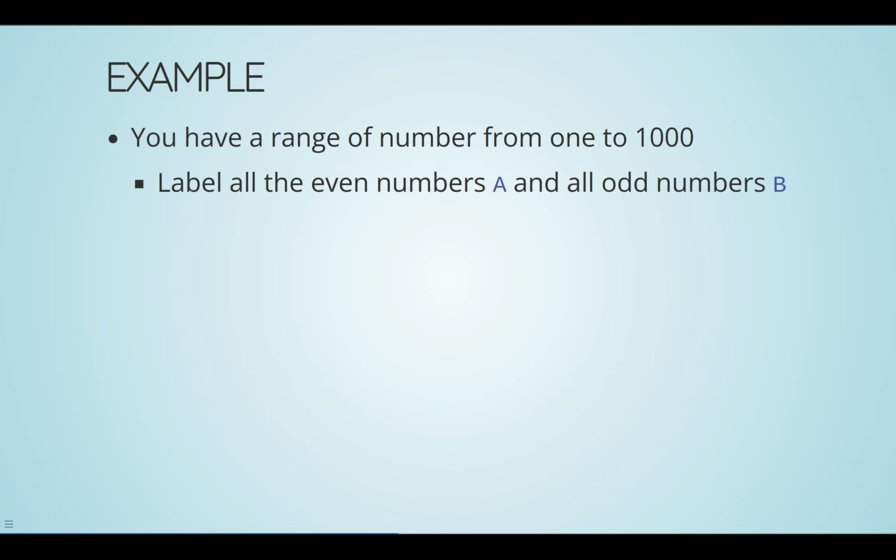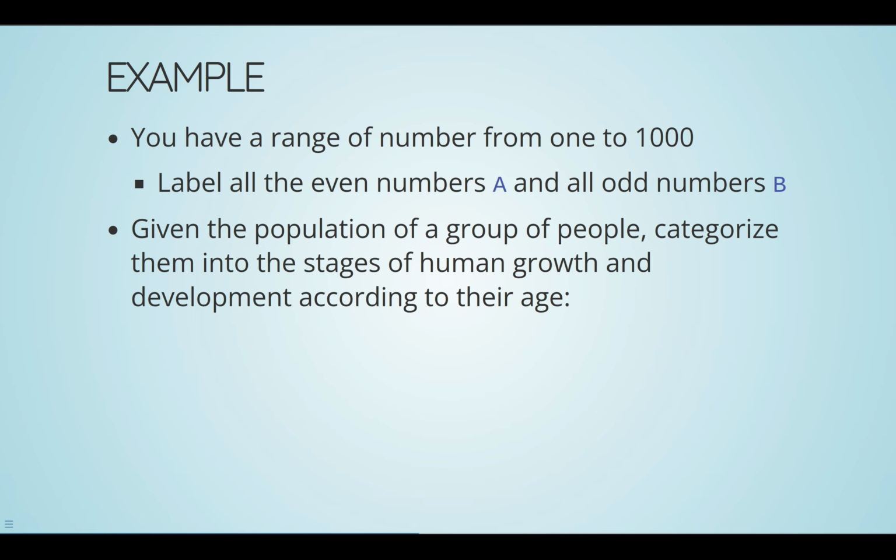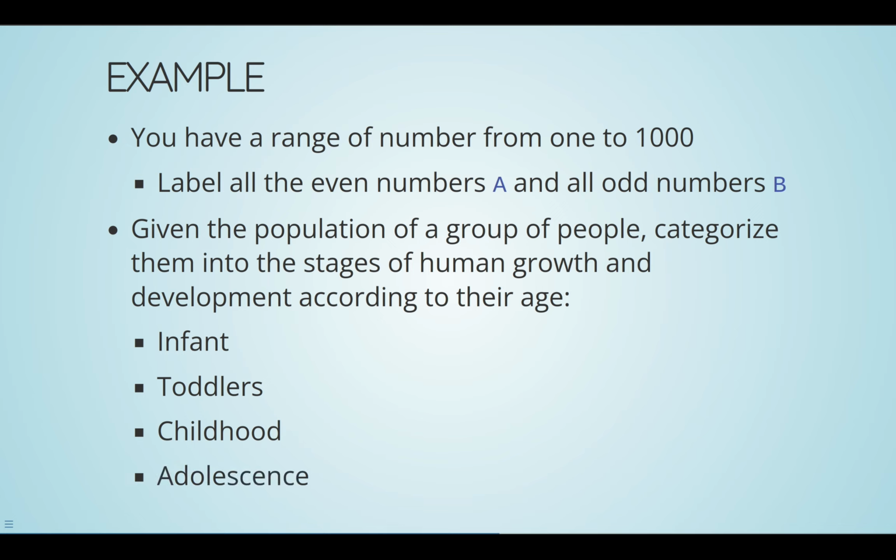Another more relatable example is, given the population of a group of people, categorize them into the stages of human growth and development according to their age. Infant, which is usually less than 1 year old; toddlers, which is 1 to 3 years old; childhood, which is from 3 to 11 years old; adolescence, from 12 to 19; then adulthood, that's greater than 20.